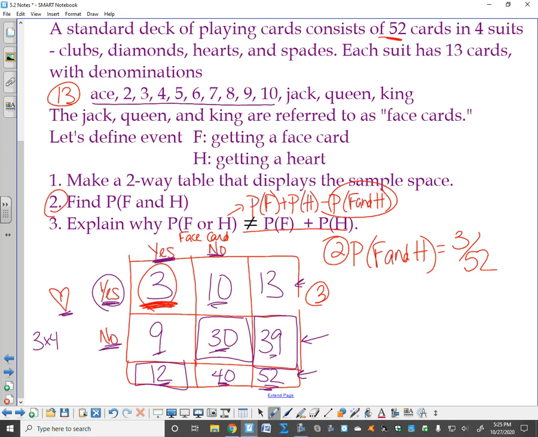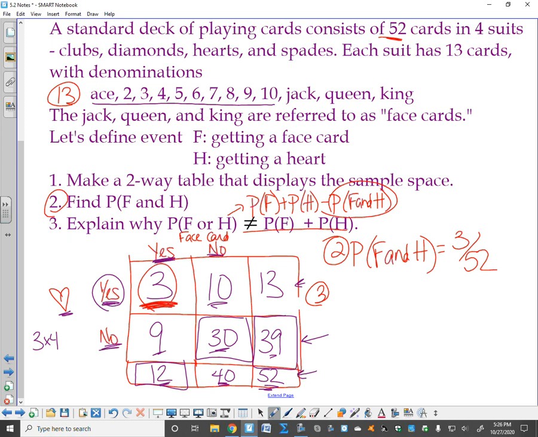So they're looking for the vocab word mutually exclusive. So explain why probability of F or H does not equal F plus H. Because events F and H are not mutually exclusive. And then if you wanted to, you could show them what the formula should be. Probability of F or H equals probability of F plus the probability of H minus the probability of F and H. All right, awesome.